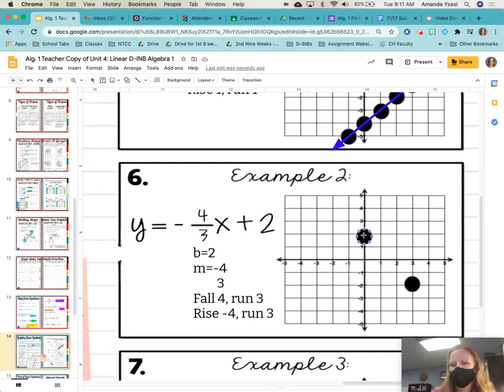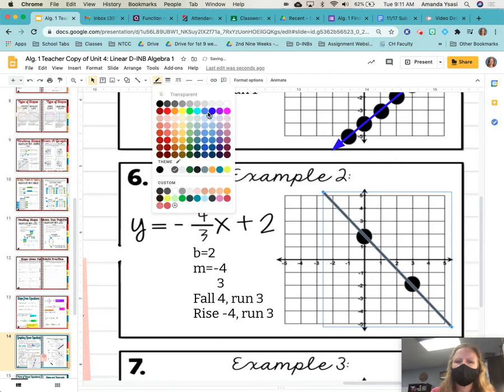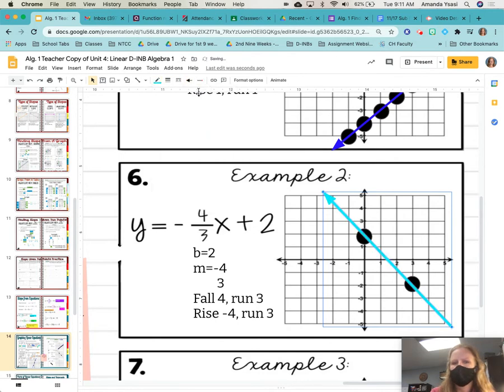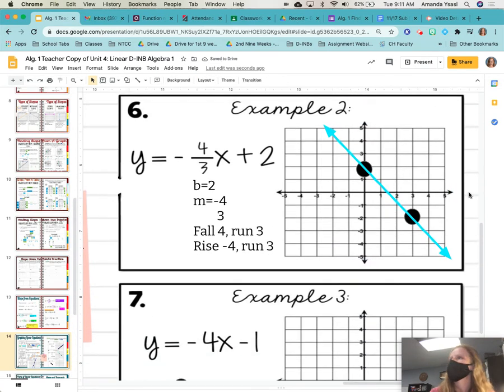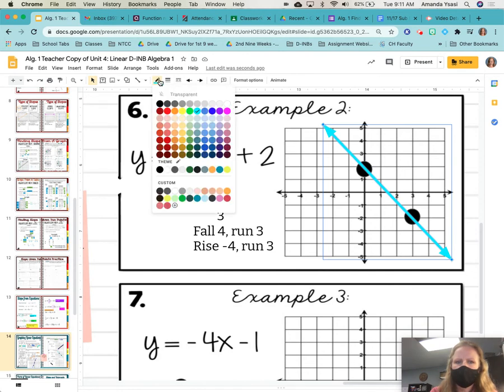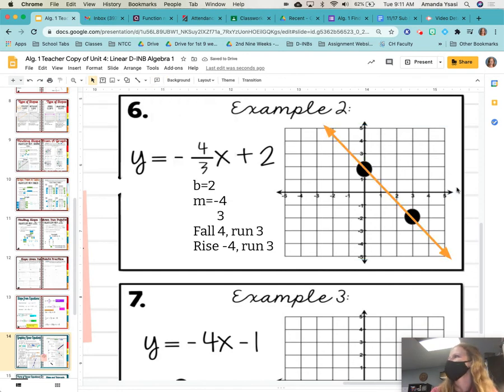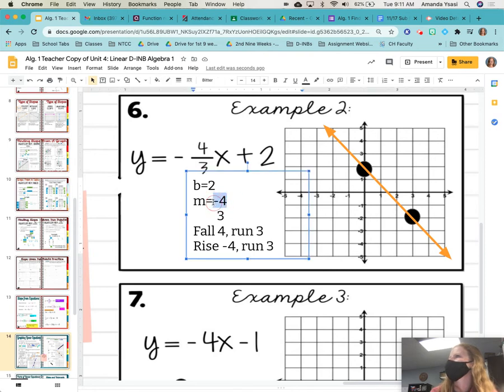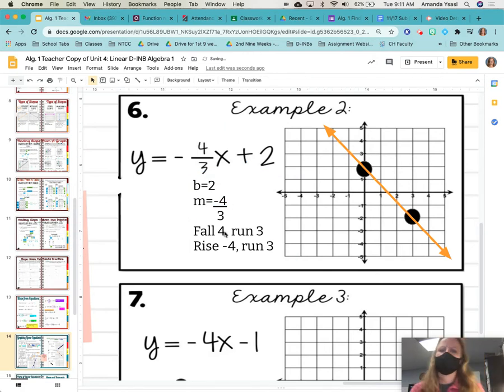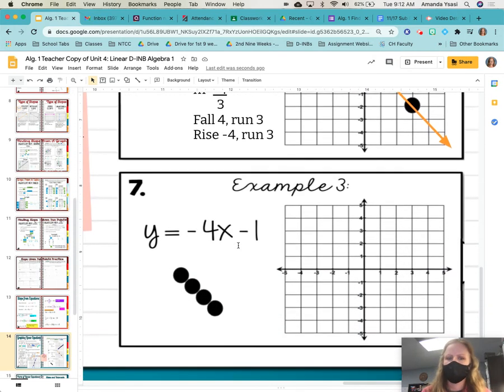Let's add our line. So start in the middle, go down, and now extend my line in both directions. And make it thicker and color it. Put arrows on the end. So that is example 6. Oh, I forgot to do underlining the -4, so it actually looks like the fraction. Okay, do you have any questions on that one? No. Okay, let's go to 7.